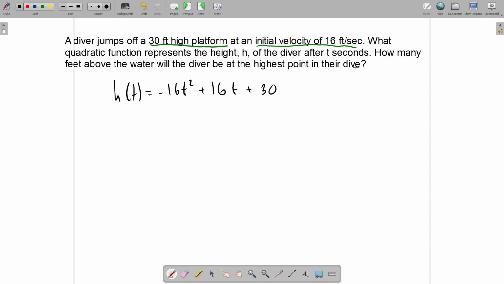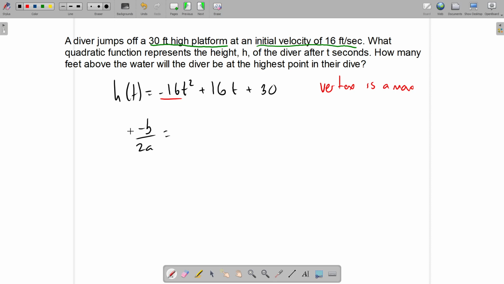So we have this vertical motion model, and we want to determine how far above the water they're going to be at the highest point in their dive. We can take what we know about quadratics and identify a key characteristic. This is a negative 16 in front of the t squared, a negative a in front of the t squared, meaning our parabola is going to be opening down, which means that the vertex of this parabola is a maximum. So if I can identify the vertex, we can identify the maximum height. The vertex of a quadratic that is in standard form is negative b over 2a.